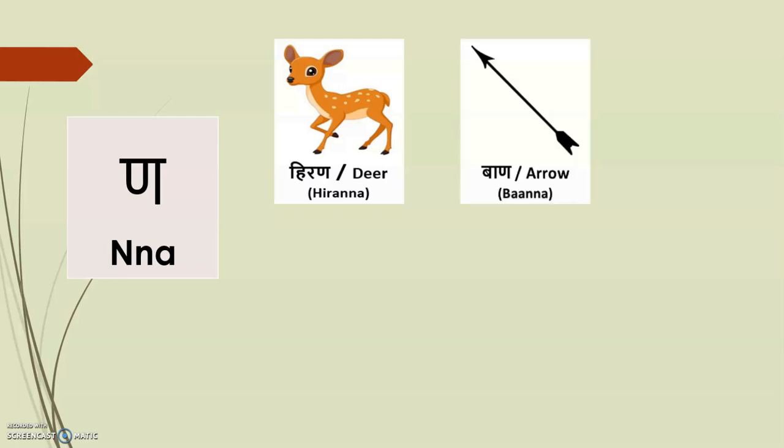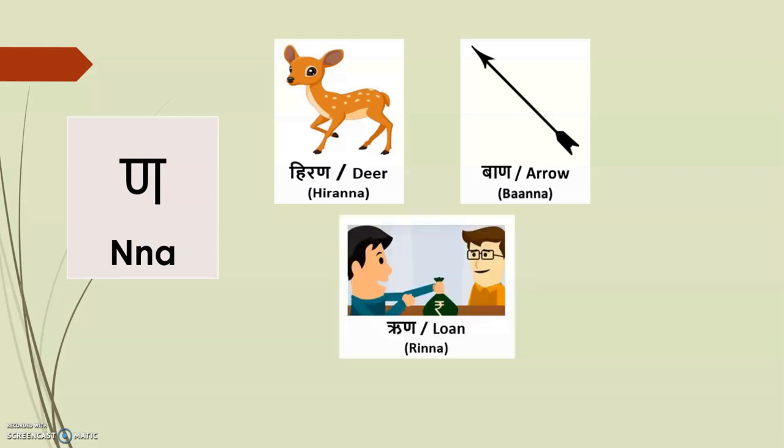In the next picture, we can see an arrow, which is called baan in Hindi. In the third picture, we can see that a person is giving a loan to another person. Here, loan means ऋण in Hindi. So all these three objects have ana in them. In Hindi, no word begins with ana, but it can be used in words.